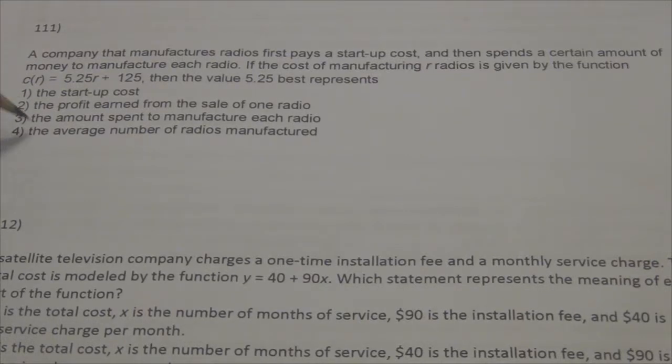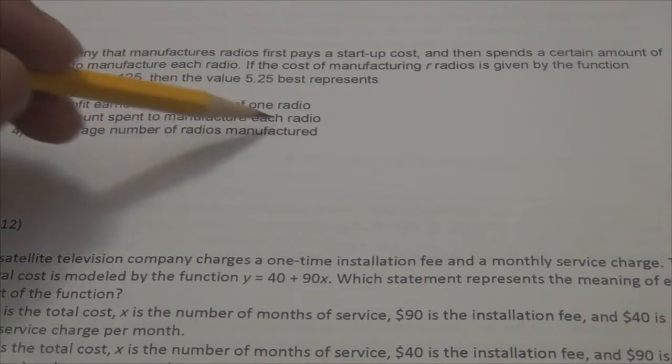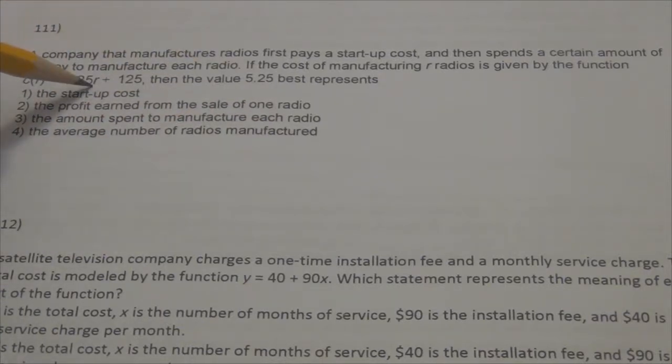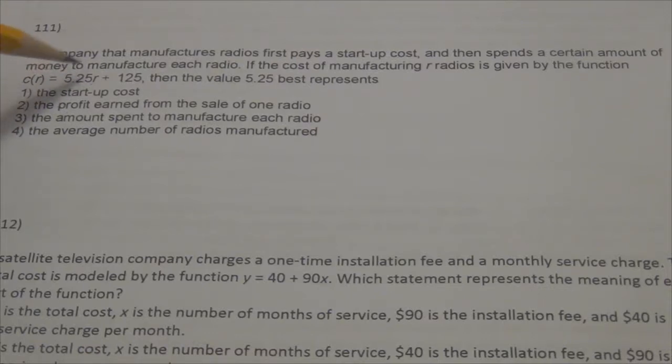Number 3 says the amount spent to manufacture each radio. Of course, R represents the radios, and 5.25 is how much it's going to cost to manufacture each radio. So the right answer is choice number 3. Okay, cool then. Let's move on to the next problem.